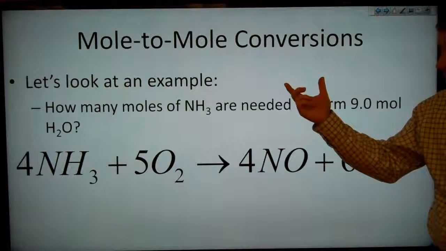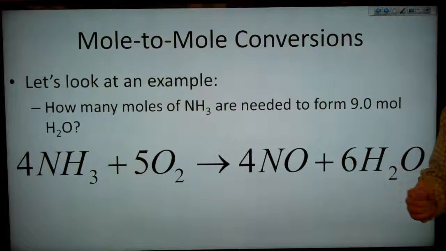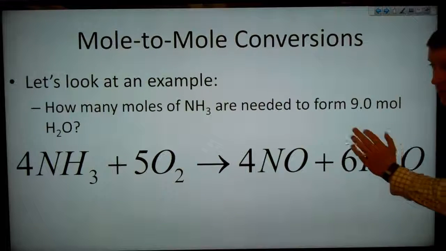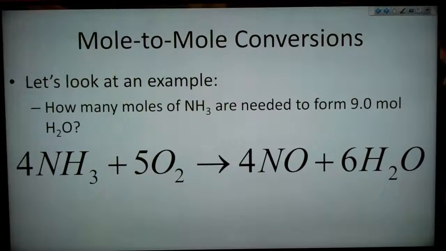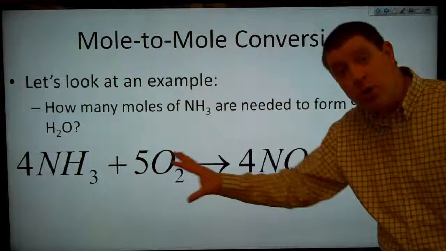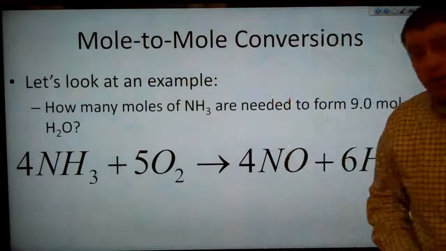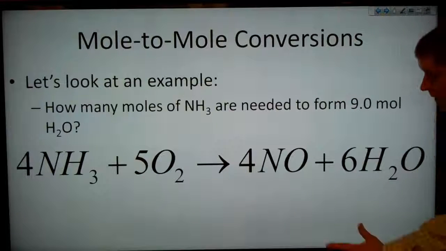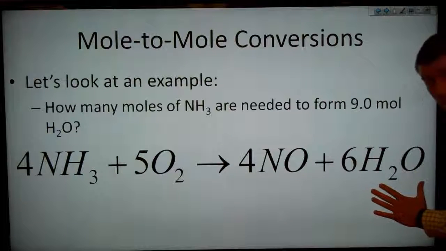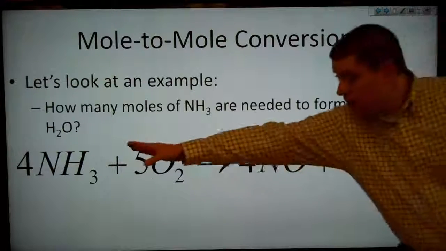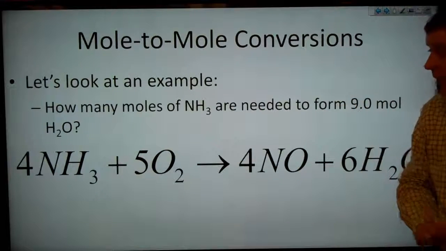So let's look at an example. How many moles of ammonia, NH3, are needed to form 9.0 moles of water? Here we have a balanced chemical equation. If it wasn't balanced, you should be able to go through and balance it. So if I just told you that you reacted ammonia with oxygen to give NO and water, you should be able to fill in these coefficients on each of our reactants and products.